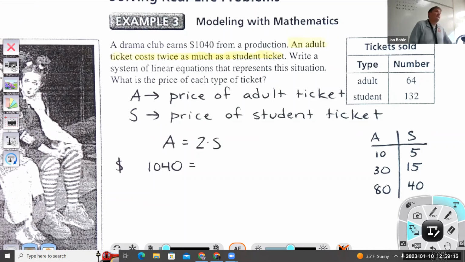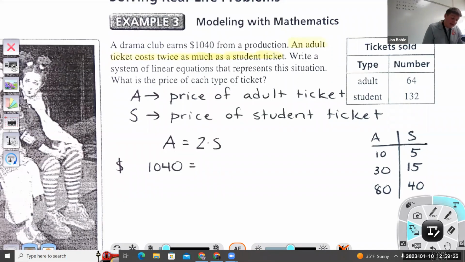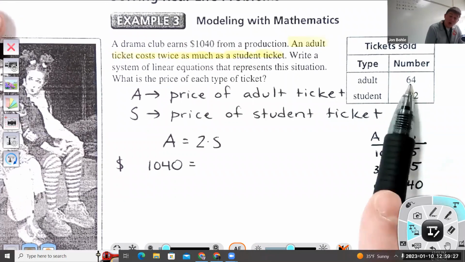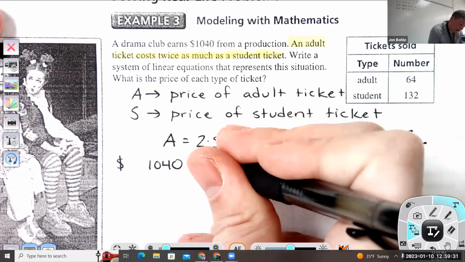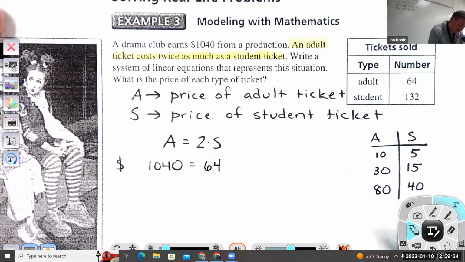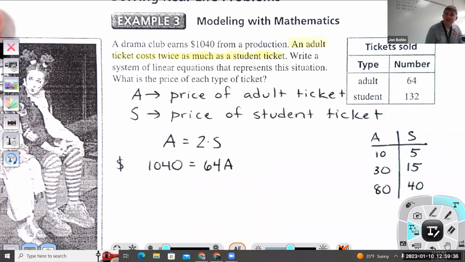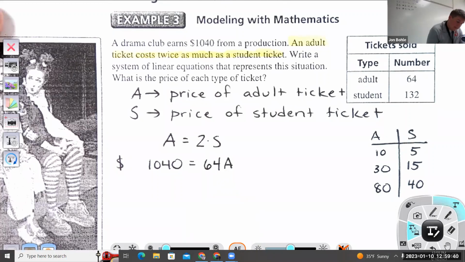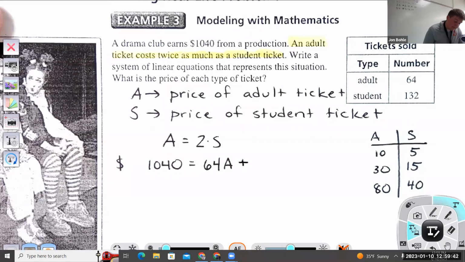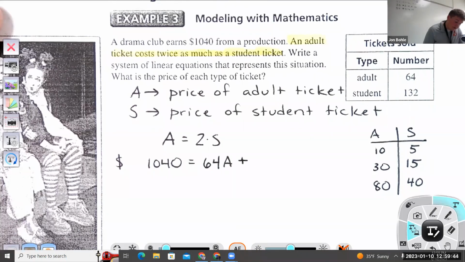But that's assuming that the same number of students and adults went to the show, which is possible. I'm not saying, I don't even know what the answer is here, but that is definitely possible. Okay, how many adults went to the show? So whatever the price is, I have to take 64 and multiply it by the price of an adult. So 64 people times the price. How would I represent the second part for students?